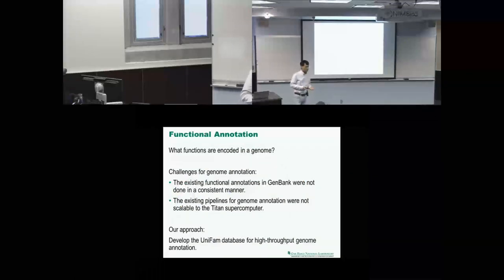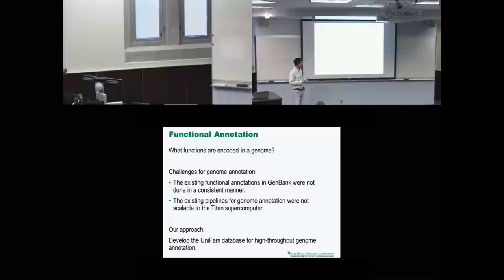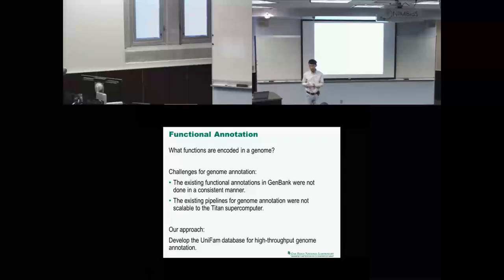So all these genomes in GenBank are annotated. But the problem with all those existing annotations is that they were deposited by different teams. Of course, different teams have different ways of annotating proteins in the genome. So that means we cannot easily compare two genomes by their deposited annotation in GenBank.